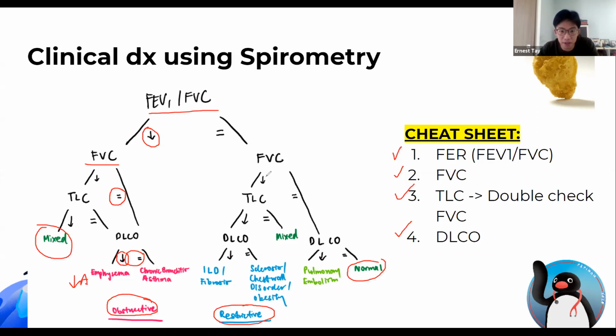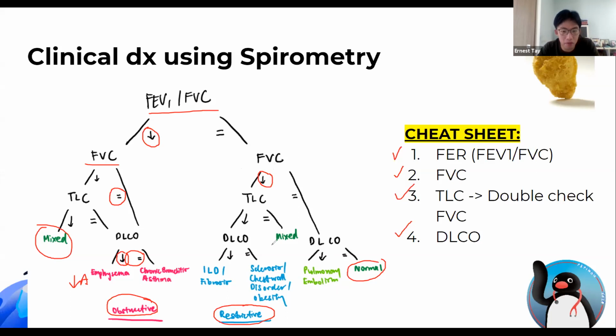So similarly, on the other side, if my FVC is the same, then I'm thinking restrictive or normal. Okay, then I check my FVC. If my FVC decreases, then okay, ring a bell, it's restrictive. If it's the same, then it's probably normal or pulmonary embolism.